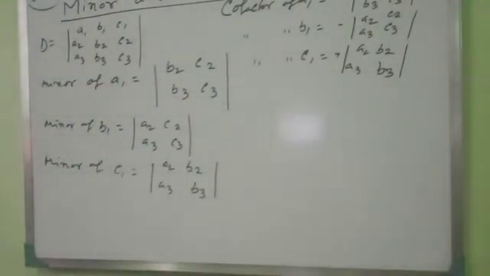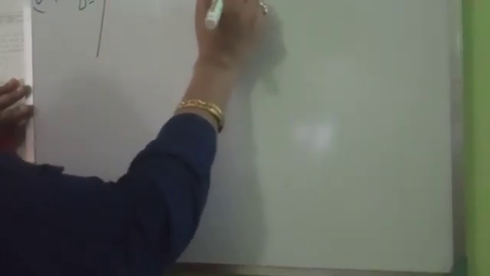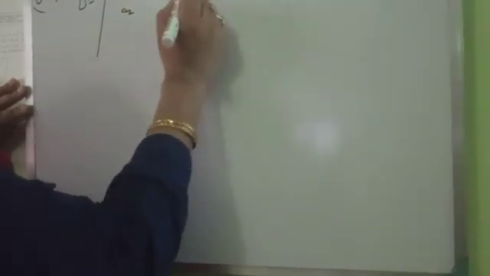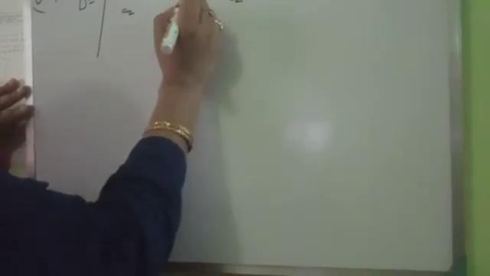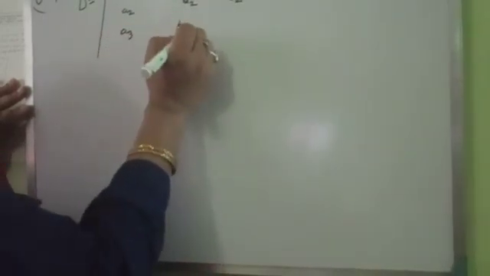Now we will explain the addition of determinants, and how it can be expanded. Let D equal A1 plus L1, B1 plus M1, C1 plus N1 in the first row, and the second row A2, B2, C2, and the third row A3, B3, C3.